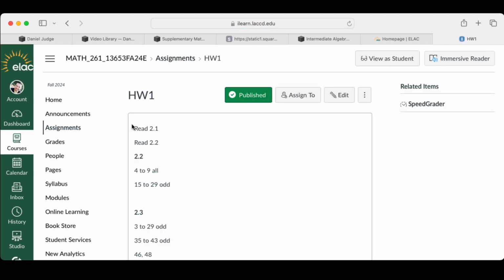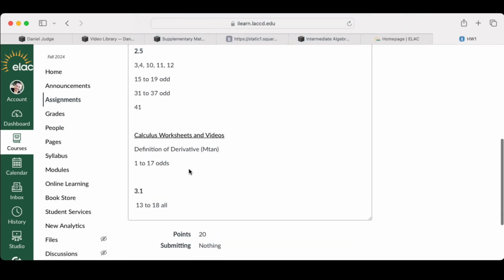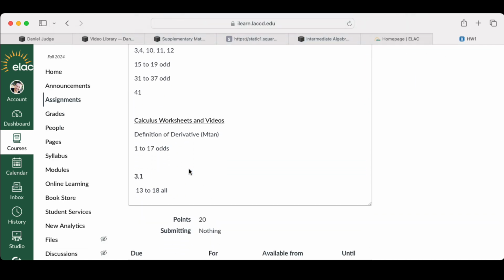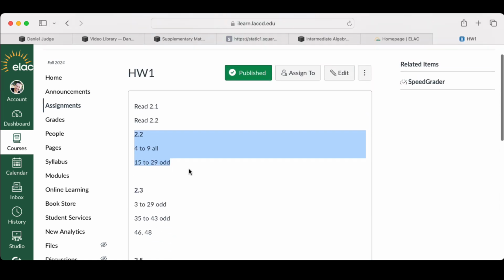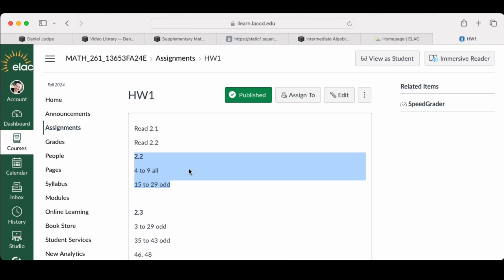You go, oh, Mr. Judge, I'm supposed to read this section? Yes, read that. Then read 2.2, and it starts talking about 2.2. This is about limits. So you're not able to do all this right now. Could you do all your homework in chapter 3 on the first day? No. Well, it depends, but we haven't finished the topics. So I just want to let you guys know that.